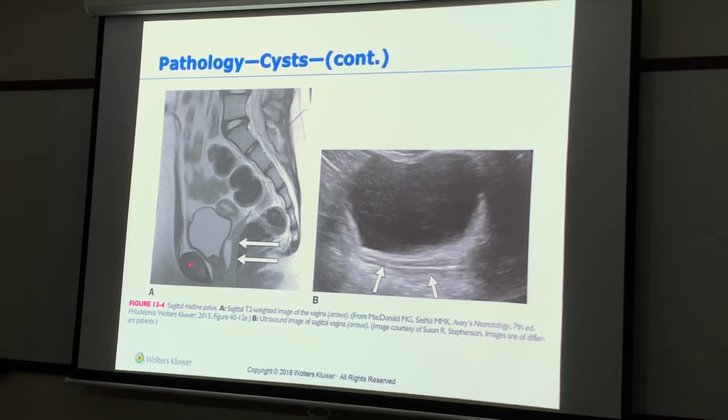Okay, let's do it again. Space of Retzius. Retropubic space. Anterior cul-de-sac. Vesico-uterine space. Uterus. Serosa. Myometrium. Endometrium. Myometrium. Serosa. Pouch of Douglas. Posterior cul-de-sac. Recto-uterine space. See how smart y'all are?